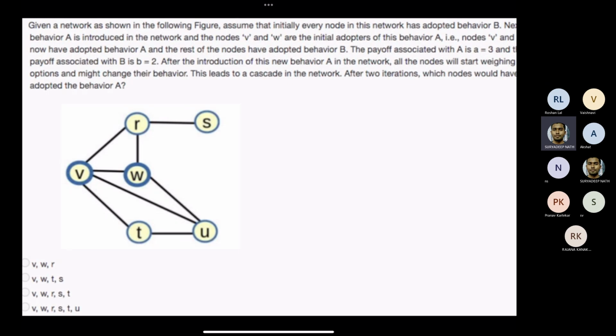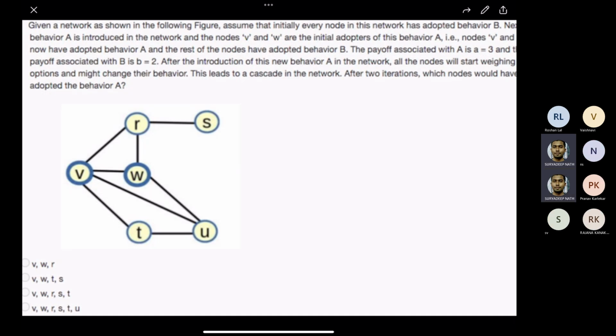whereas S, if V and W change back to A, and T will change back to A, and since R has adopted A, S will change back to A. But R and U won't change back, because after the first iteration, V and W were with behavior B. So R and U in the second iteration will adopt behavior B. So it will keep on alternating. So option B is the right answer.